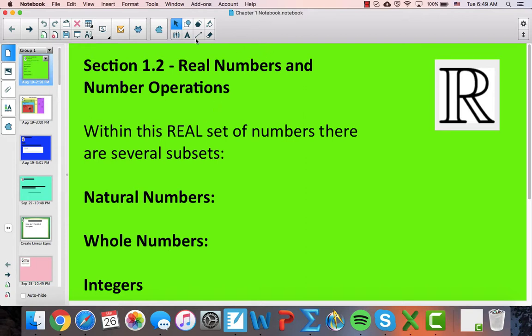Hi everyone. So today's lesson is on real numbers and number operations because I think it's really important for us to discuss the different types of numbers that we're going to be dealing with this year.